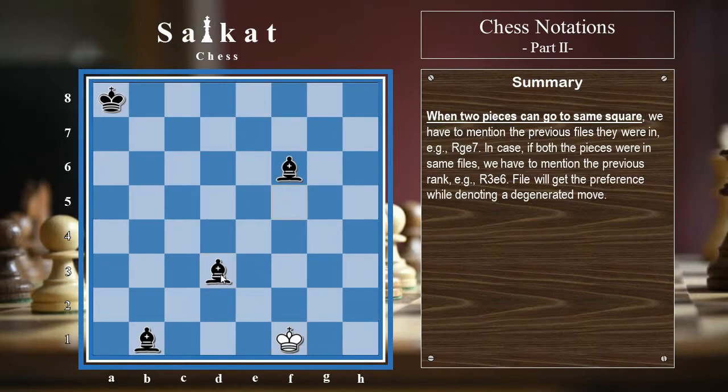We cannot say that this move is bishop to d3 check. Why? Because at this point both the bishops are eligible to come to the d3 square. They are on different files, so we have to mention the previous file they were in. So this move will be denoted as bishop f d3, Bfd3. The bishop that was on the f file will come to d3.